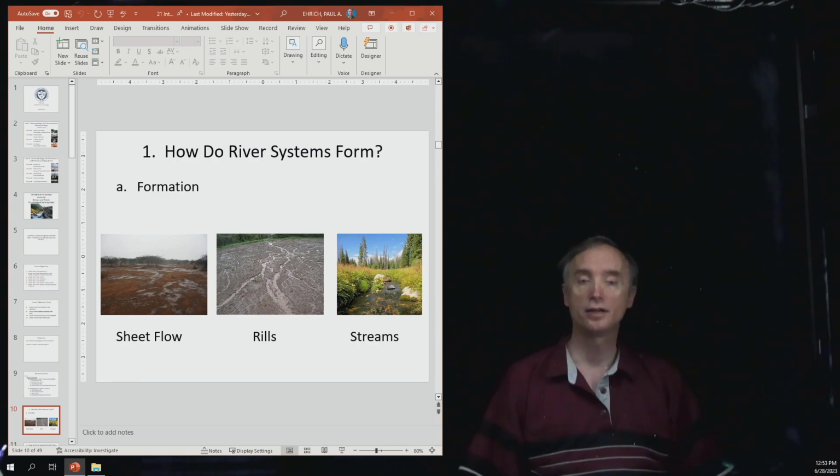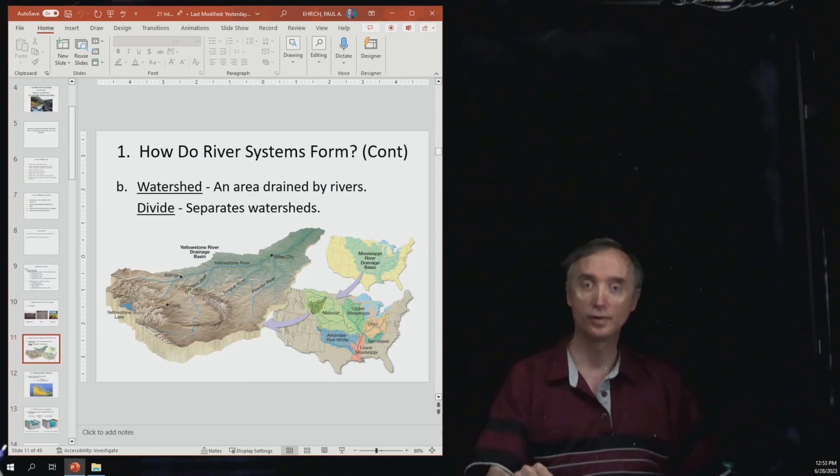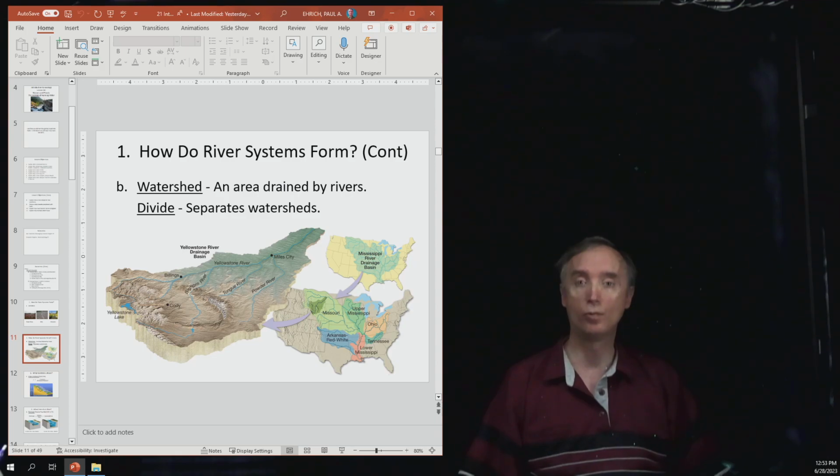Okay, first thing you've got to know is, how do rivers form? You should be familiar with the words sheet flow, and then rills, and then streams, and you should know which one comes first, which one comes second, and which one comes third. Then you should know what a watershed is, and what a divide is. A watershed is an area that is drained by a river, and watersheds are divided by a divide.